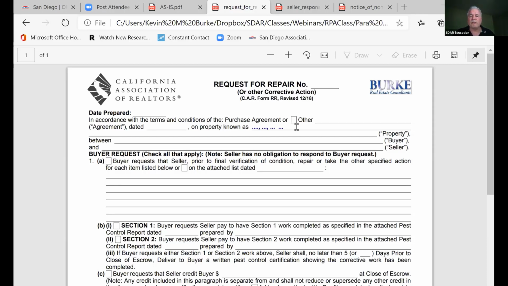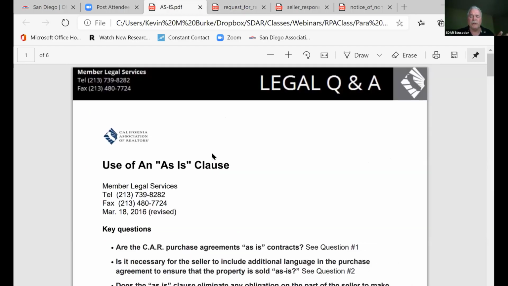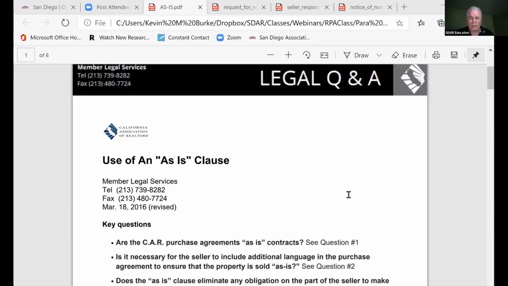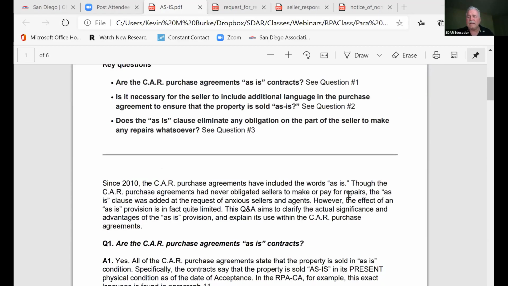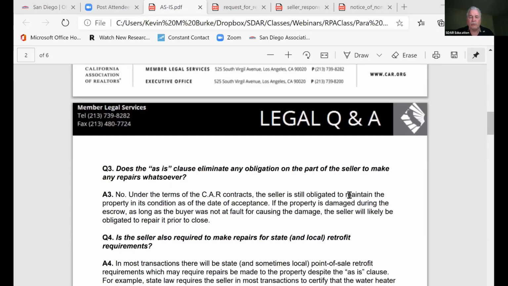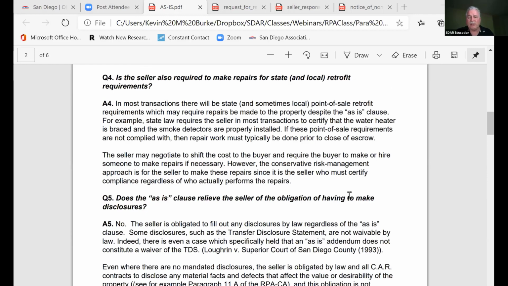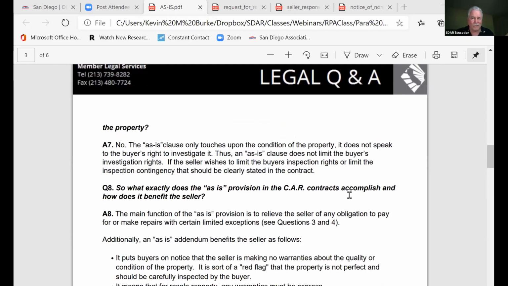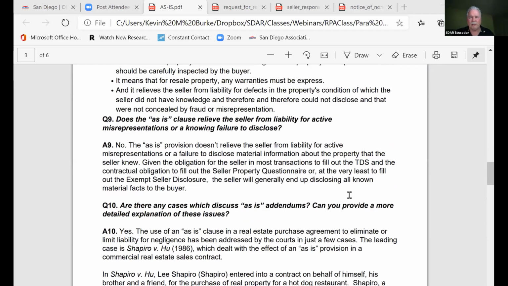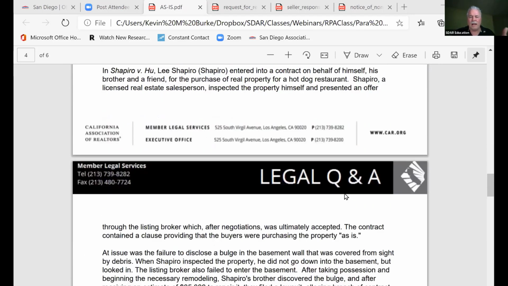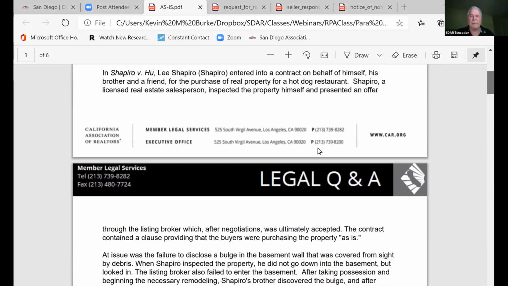So here is my request for repair. But I do want to show you one other thing. I want to show you that CAR actually has an as-is Q&A. So here it is, use of an as-is clause. Are the CAR purchase agreements as-is contracts? I thought this was pretty well written, and it's not incredibly lengthy. It is a good read, and it's all the stuff I'm telling you right now. This is all the legal stuff, but it's what I'm telling you right now. So if you want, I'll send this to you as well, but just be advised that there's a really good Q&A on some of the things that I'm telling you right here.